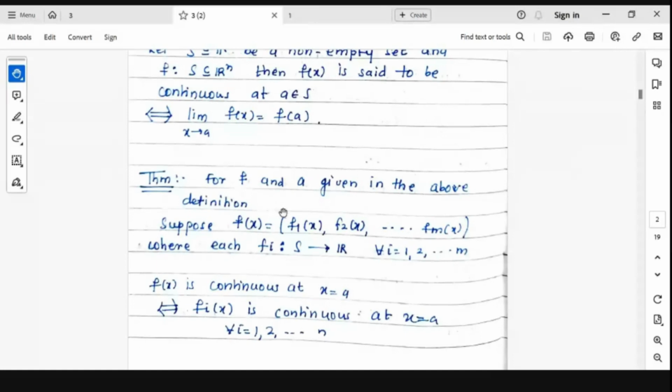So here is one very nice result which says, for the f given in the above definition, f(x) is of the form (f1(x), f2(x), ..., fm(x)), where each component function fi is a function from S to R, where i varies from 1 to m. f(x) is continuous at x equal to a if each fi(x) is continuous at x equal to a for i varying from 1 to m. Over here you have m because there are m components.